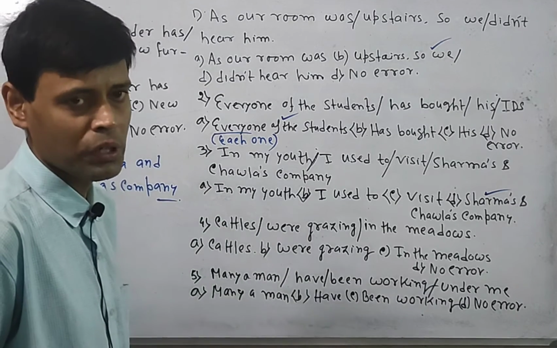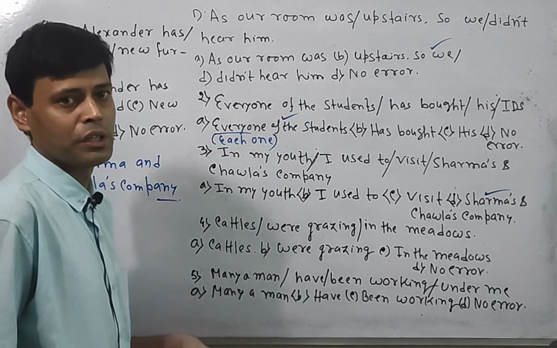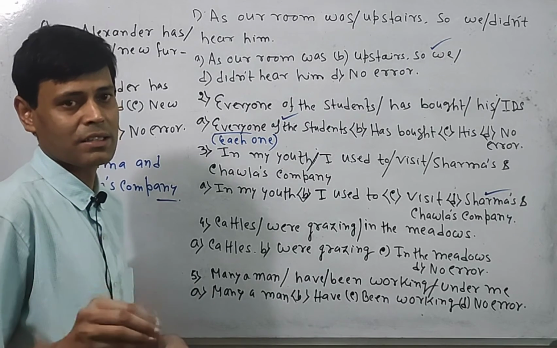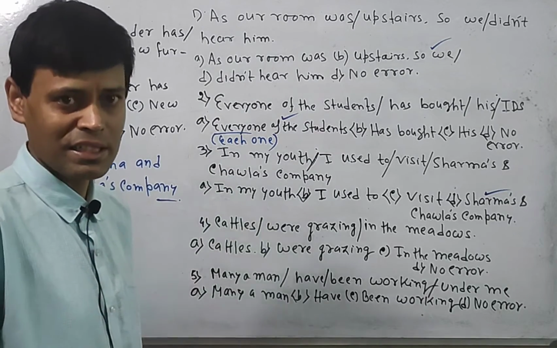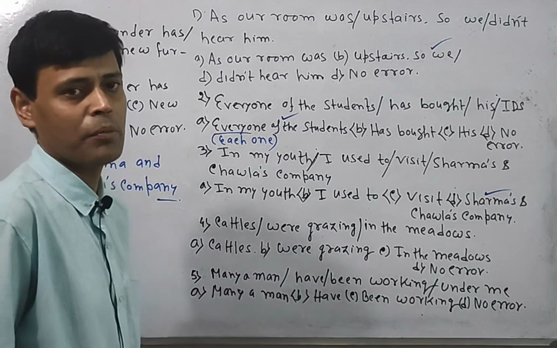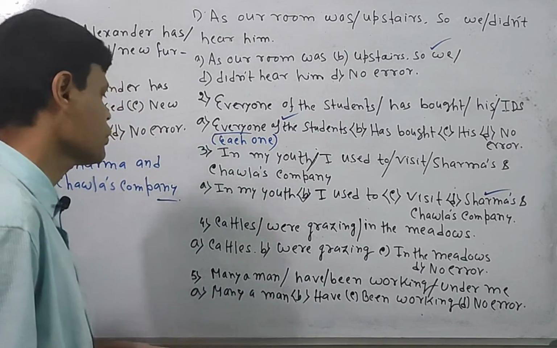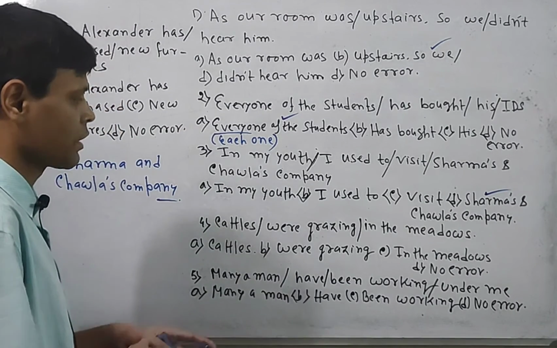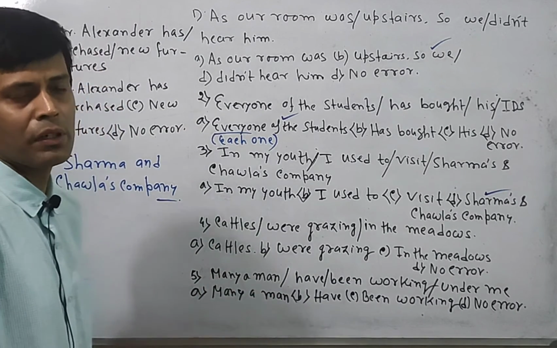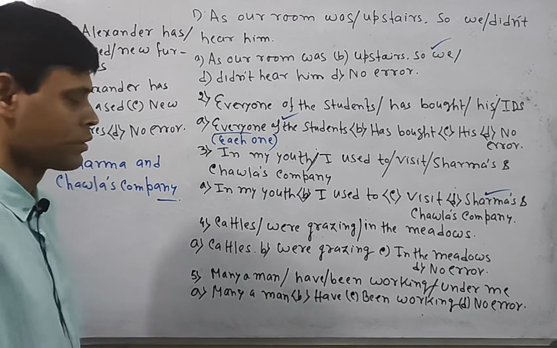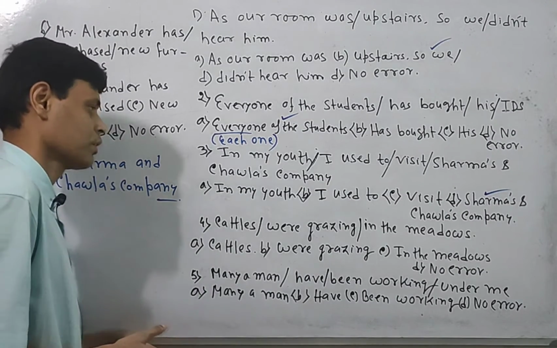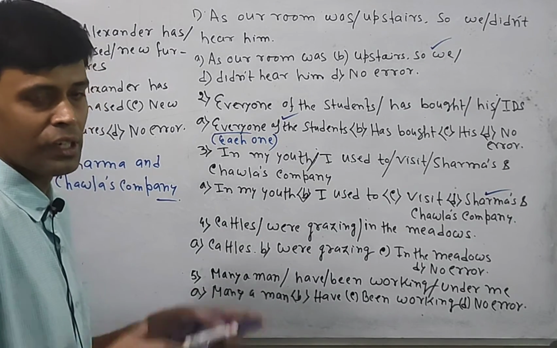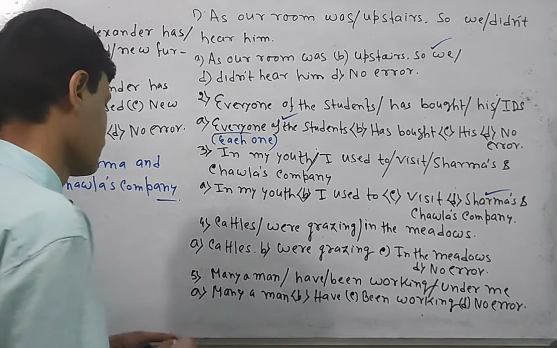So there is no need to use s after this. Cattle itself indicates some kind of plural sense. So the mistake lies here, that means cattle. The rest of the part is having no mistake, but the first part, cattle, is having a mistake. It should be cattle. Okay.